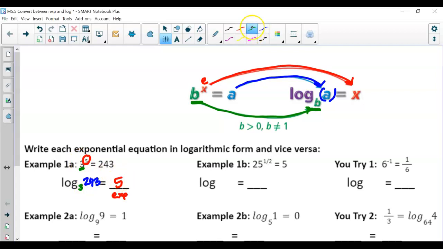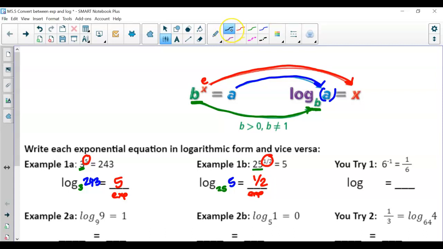So again here, what is the base? 25. So log base 25, then what is our exponent? What's the equation equal to? 1/2. So here we've got log base 25 of 5 is equal to 1/2. Go ahead and pause the video and try on your own.